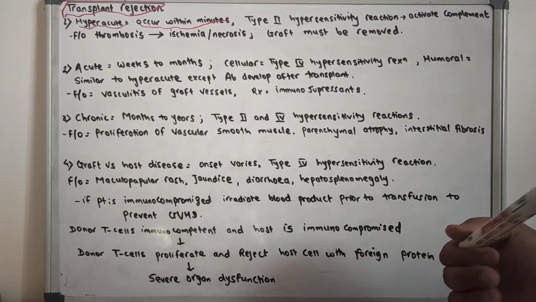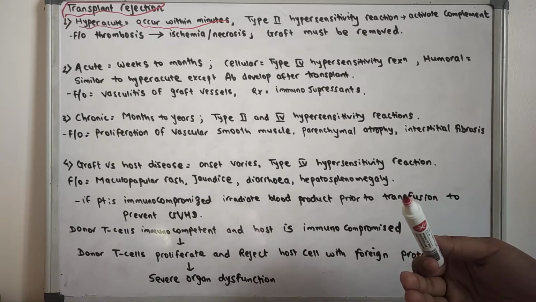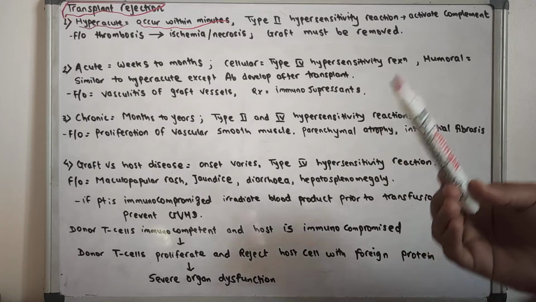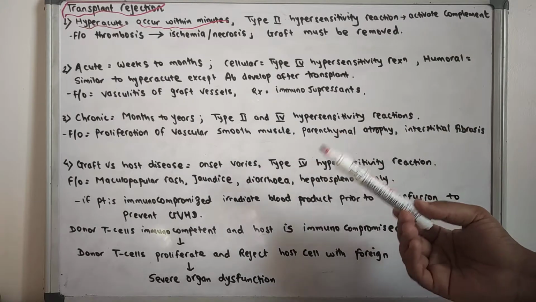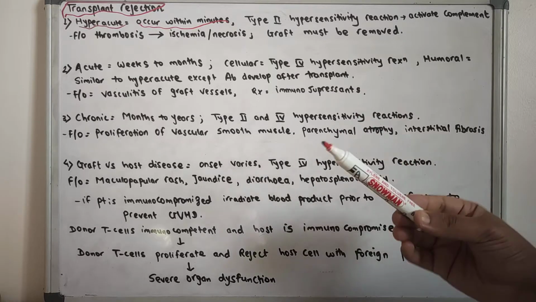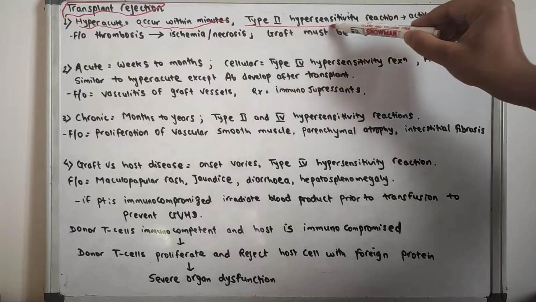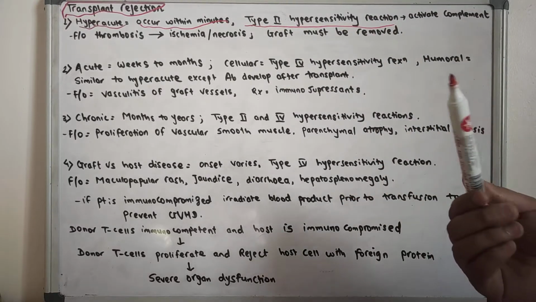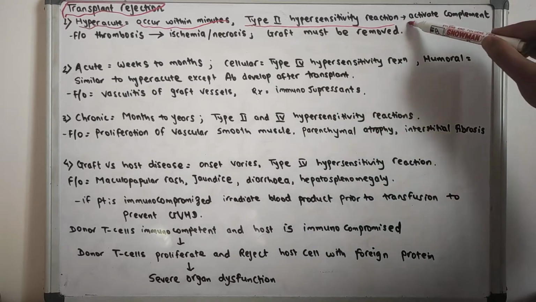So what happens? There is cross linking between the recipient antibody and the donor antigen. What happens is that the pre-existing recipient antibody reacts with the donor antigen. So it is the type 2 hypersensitivity reaction. This pre-existing recipient antibody that reacts with the donor antigen activates the complement.